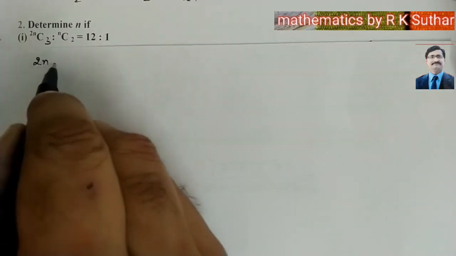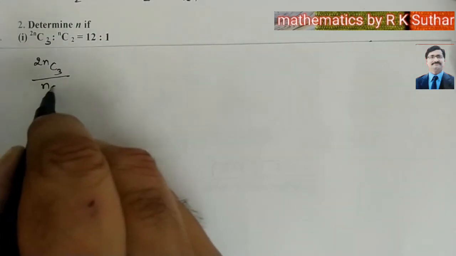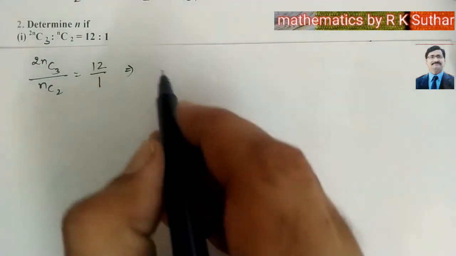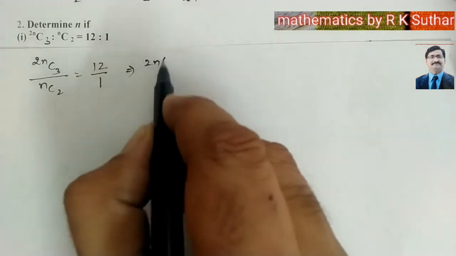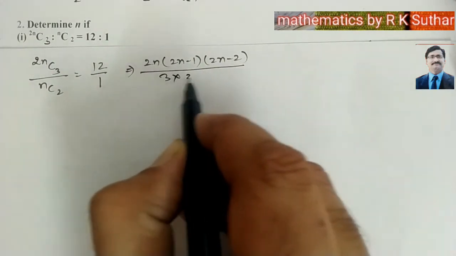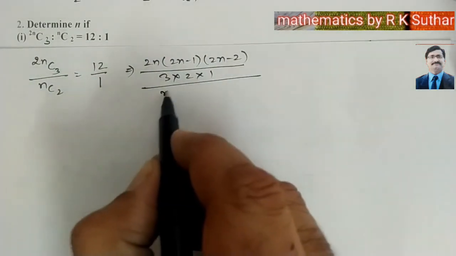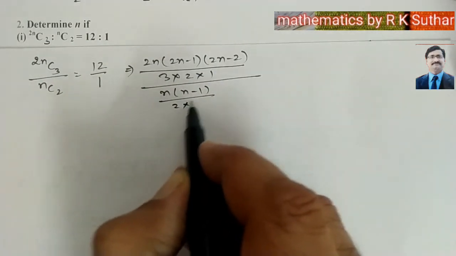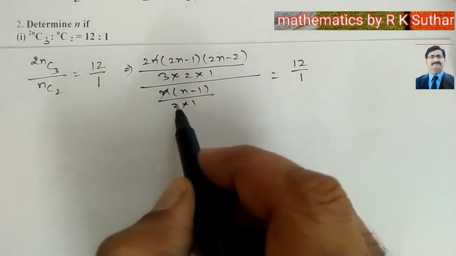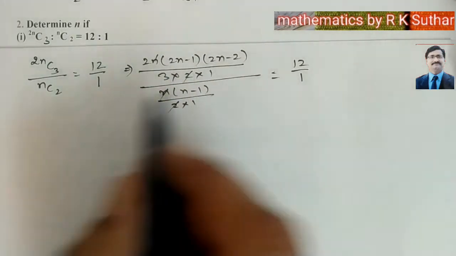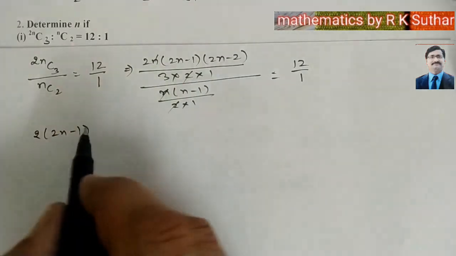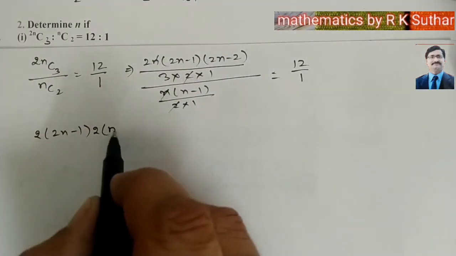2nC3 to nC2 ratio equal to 12 to 1. This we write first as a fraction: 2nC3 upon nC2, equal to 12 upon 1. This implies 2nC3, we write 2n in decreasing order 3 times, so we can write 2n into 2n minus 1 and 2n minus 2, upon 3 into 2 into 1, divided by nC2, which we can write as n into n minus 1 upon 2 into 1, and 12 upon 1. Look here, we can cancel n and n, 2 and 2 cancel; remaining, the 2 as it is, we write 2n minus 1 and here 2n minus 2, we can take 2 common, so remaining is n minus 1.